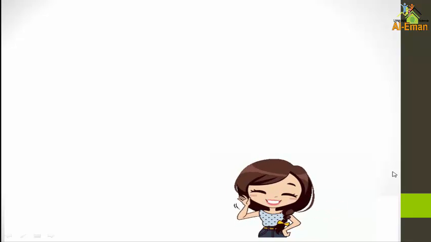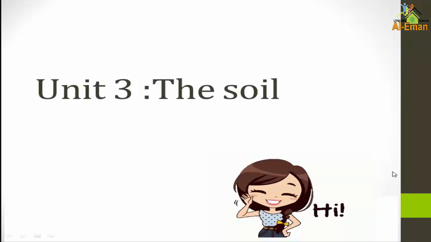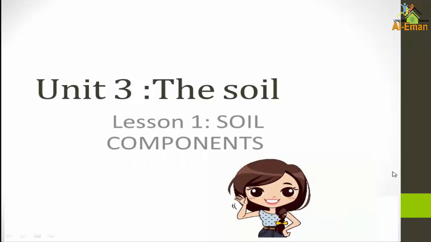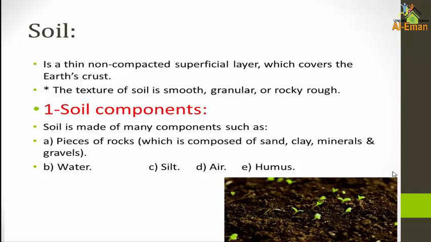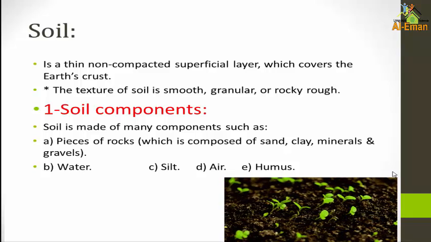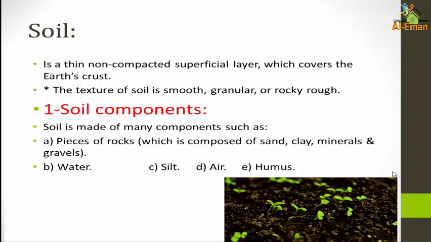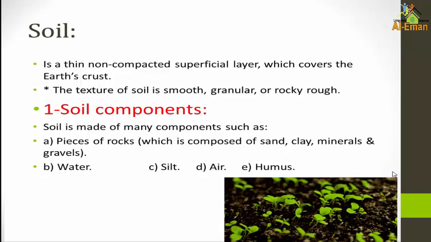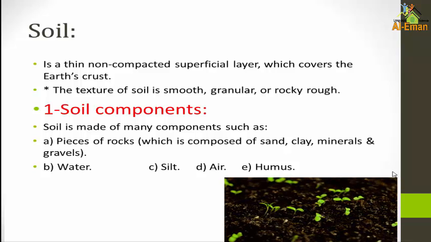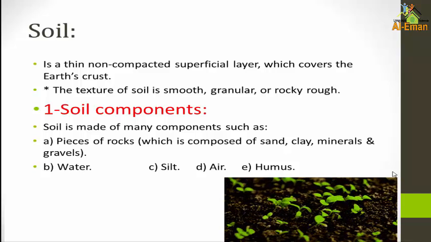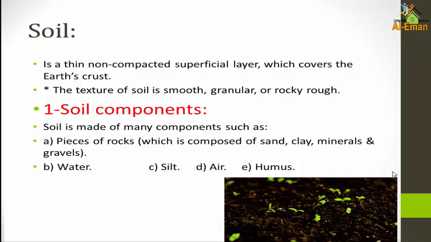Let's start together our new science unit, which is called the soil. Our first lesson is called soil components. As we know, our environment consists of living and non-living things. Soil is one of the non-living things that we can find in our environment. Let's explain together what the meaning of soil is and what its components are.